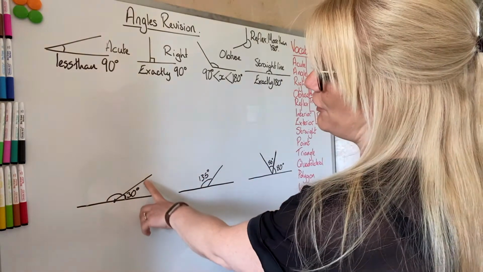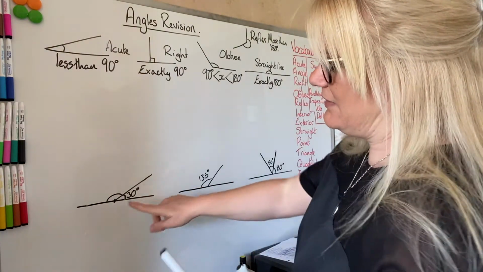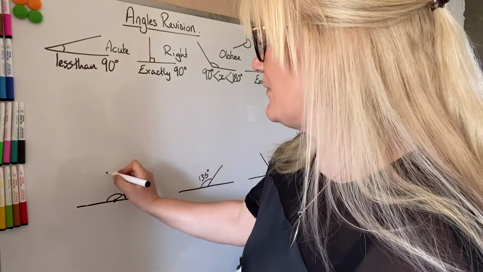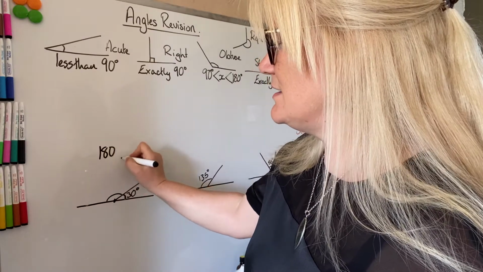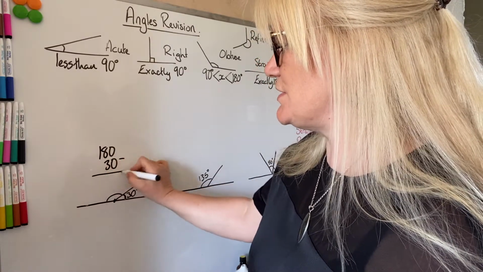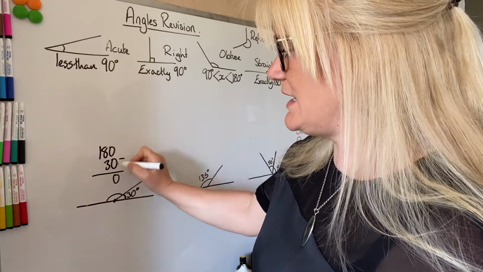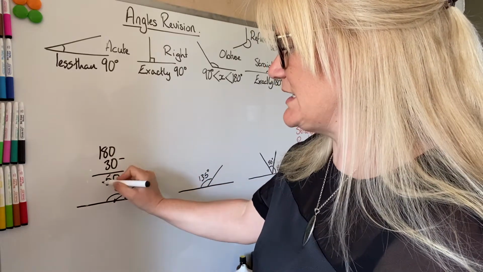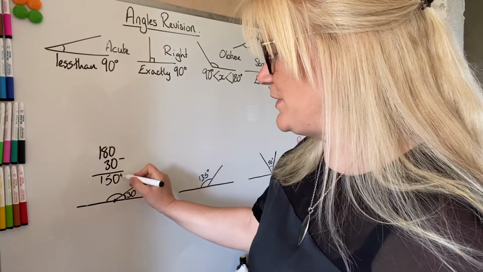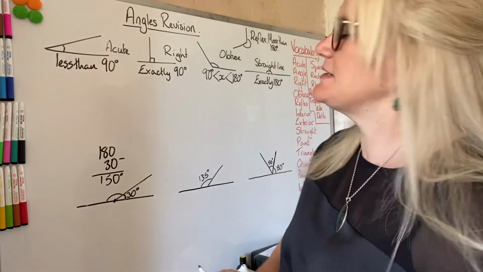So if I've got 30 just here, then this one has to be 180 take away those 30. So this angle here will be 0 take 0 is 0, 8 take 3 is 5, 1 take nothing is 1. This bit here will be 150 degrees.